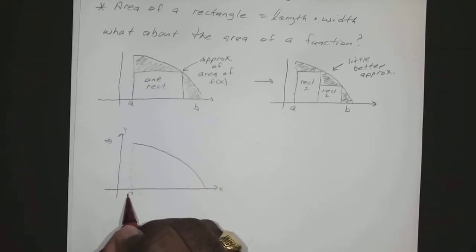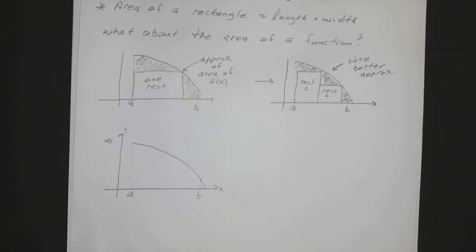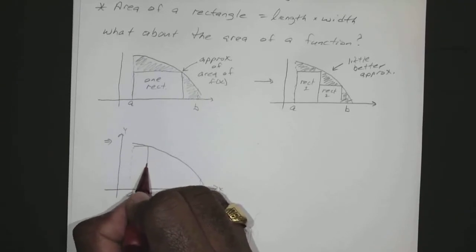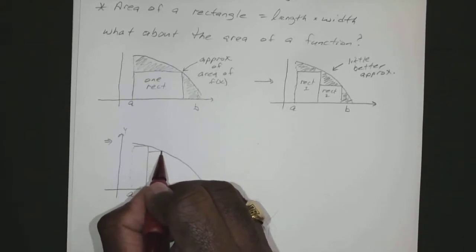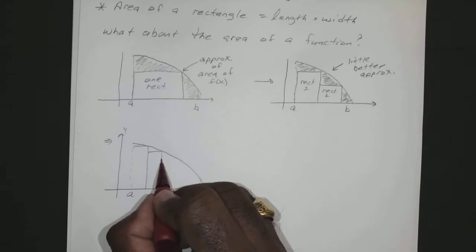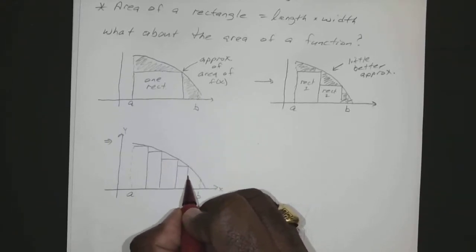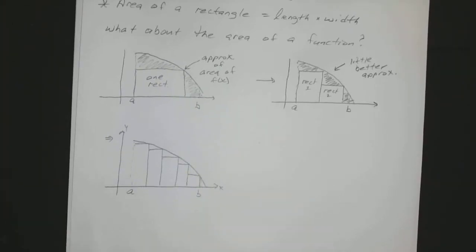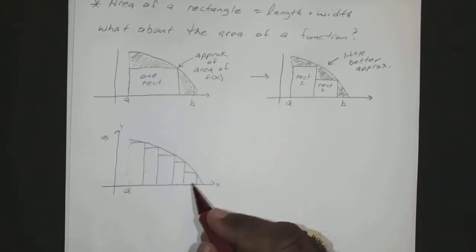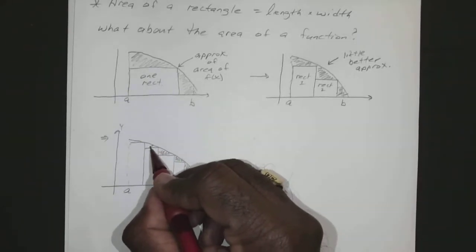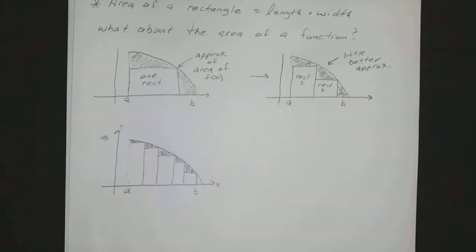And once again, we're going from A to B. But this time, we're going to go with 5 rectangles. So first rectangle, second rectangle, third rectangle, fourth rectangle, and our 5th rectangle. Okay. Which isn't bad because we only have this little bit of space unaccounted for, which is a whole lot better than what we started with.